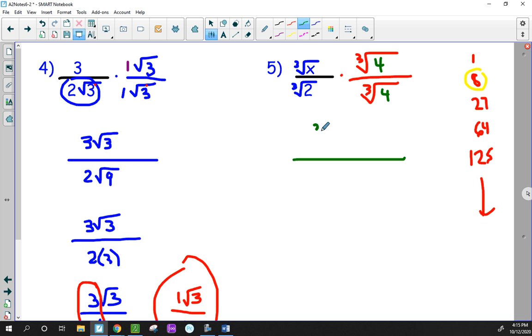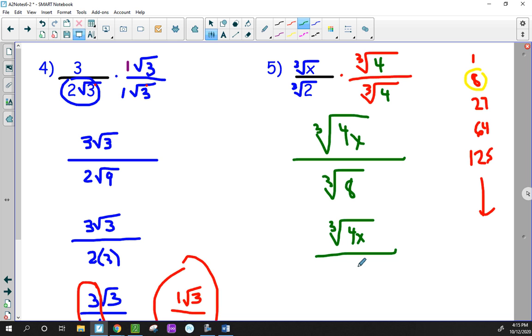Alright, numerator, I'm going to multiply straight across. I'm going to get the cube root of x times 4, which is just the cube root of 4x. Denominator, I'm going to get the cube root of 2 times 4, which is 8. Well, cube root of 8 actually is going to simplify for me, which is nice. So in the numerator, I'm going to leave it alone, and the denominator is going to become a big 2. And so again, simplify when you can. I don't see how I can simplify the cube root of 4x. Dividing by 2 is acceptable, and so that is the final answer.